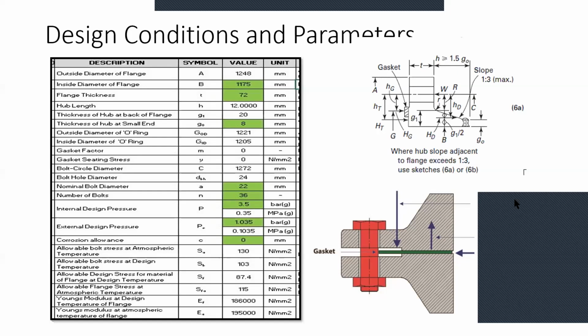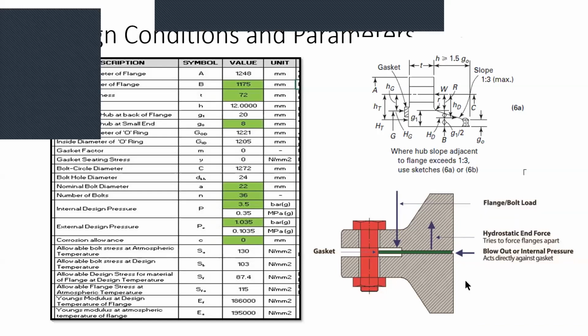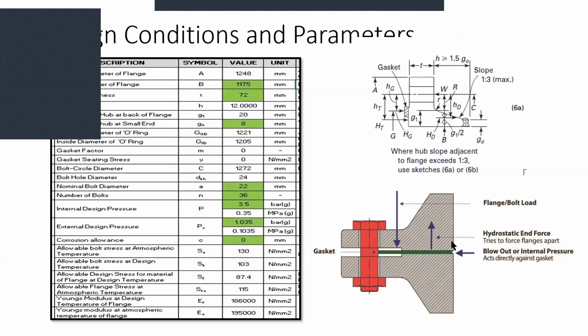So I would like to have your small attention over the right bottom of the presentation. In the flange, we have different forces. The first force is the bolt load, which is also called bolt pretension, which is required so that the gasket is seated properly and remains in the compressed condition during the operation of the vessel or flange.